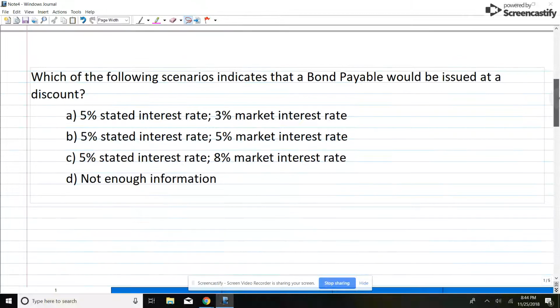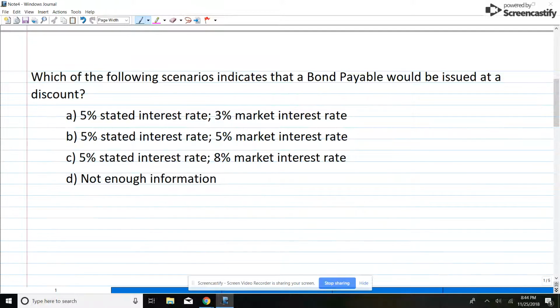So the first problem I want us to take a look at is this one. And a reminder, even though it's multiple choice, still take a swing at it before I go over it. So, which of the following scenarios indicates that a bond payable would be issued at a discount?